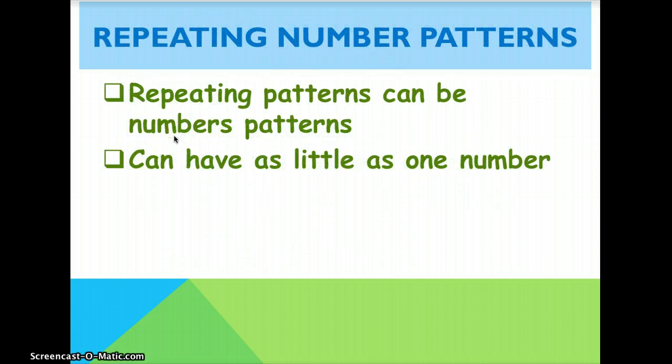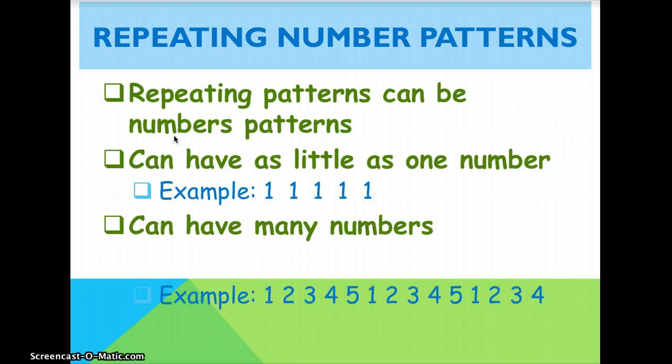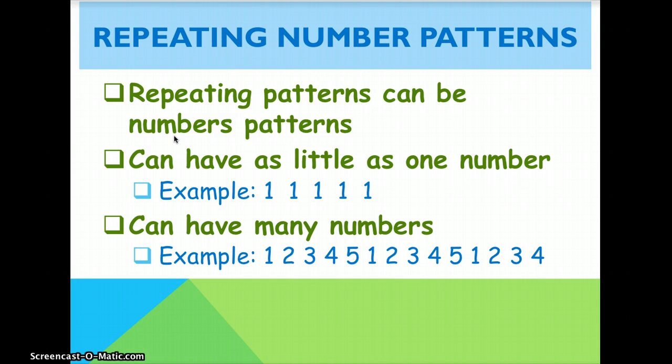Like I stated before, a repeating pattern can be made from numbers. This pattern can have as little as one number, such as 1, 1, 1, 1, or many numbers, such as 1, 2, 3, 4, 5, 1, 2, 3, 4, 5, 1, 2, 3, 4. And what comes next? That would be the 5.